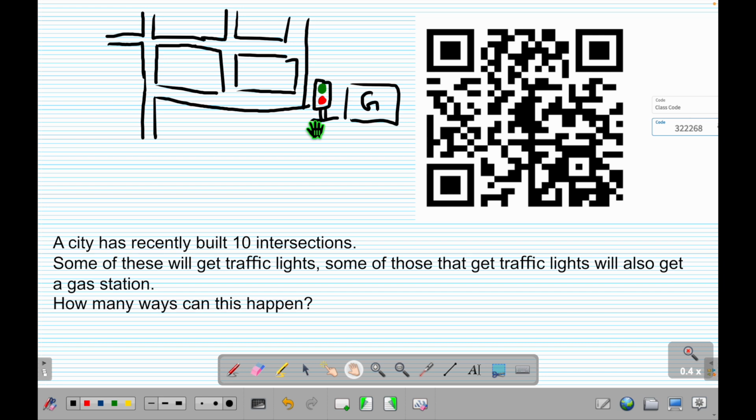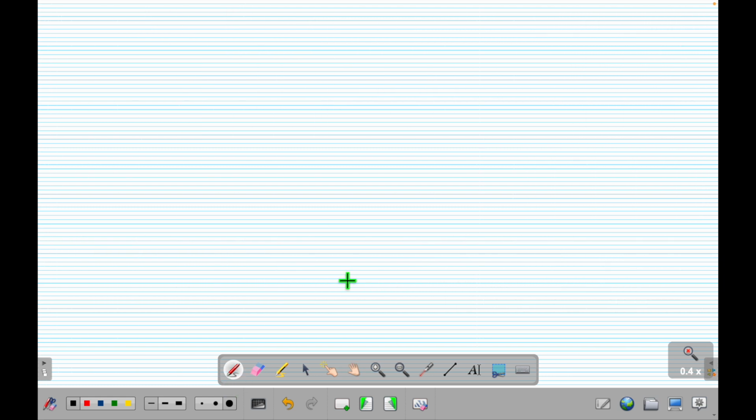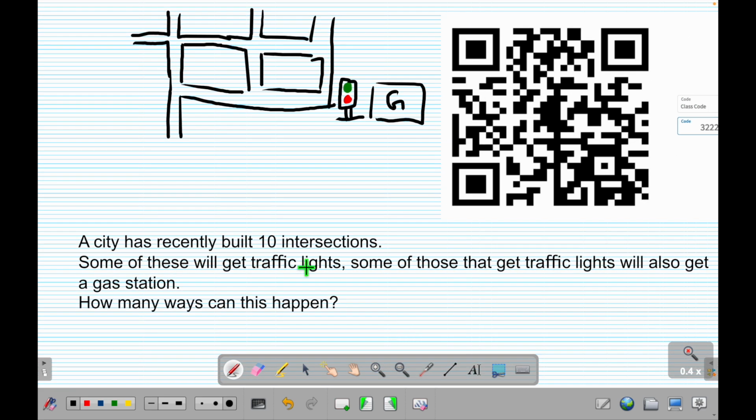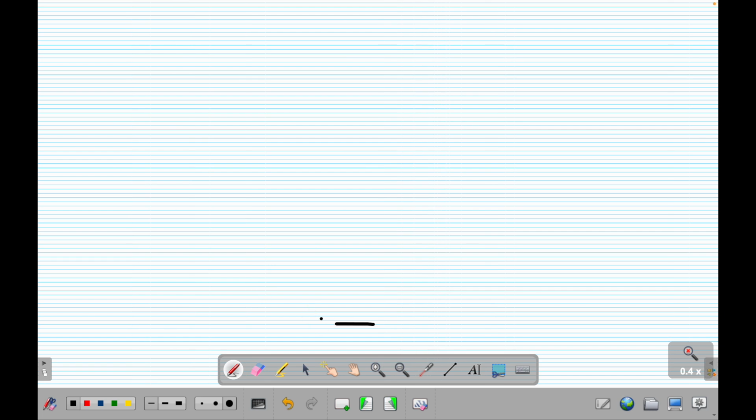Okay, this question, if you did not grow a tree in your brain, you don't know how to solve it. So how to solve it? You grow a tree in your brain. Start with nothing. What is the question? You have 10 intersections. Some will get a traffic light, that means some will get nothing. So some will get nothing. Okay, nothing. I write empty set.